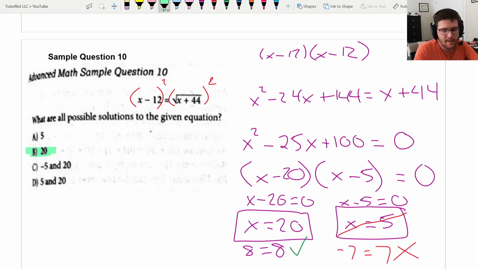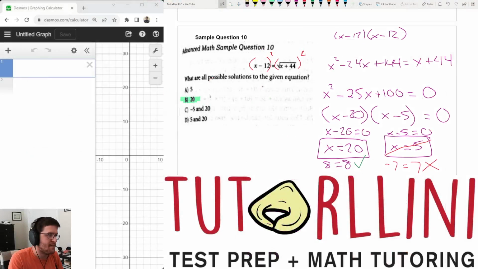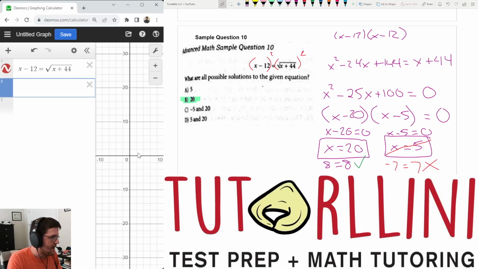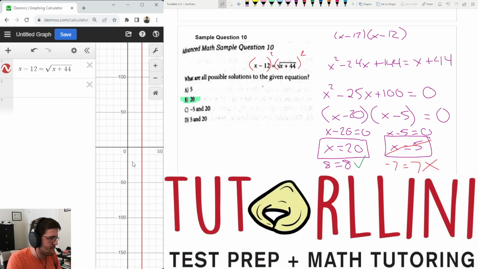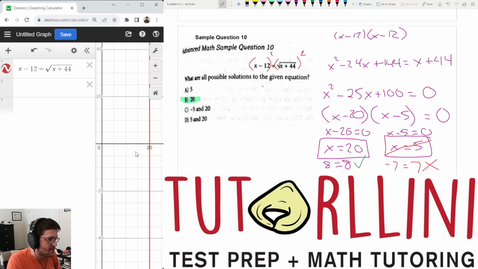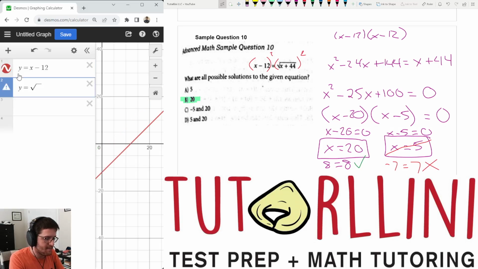And that is correct. This question was definitely, I think, a million times easier on Desmos. So let's do that. So x minus 12 equals square root x plus 44. It doesn't tell me what it is because of the square root, but you can see it's at 20. But if you're still not convinced, just type in y equals x minus 12, y equals left-hand side, and then y equals right-hand side.